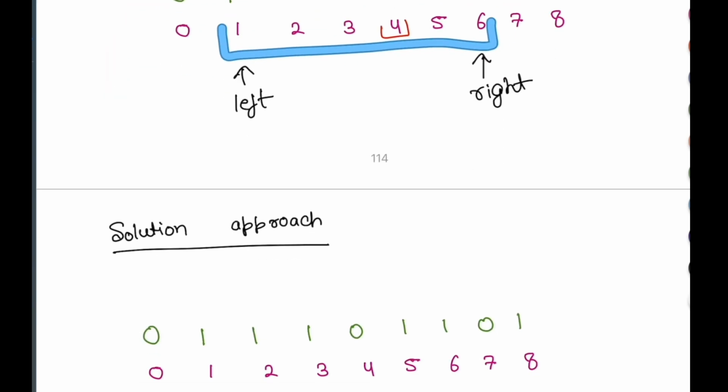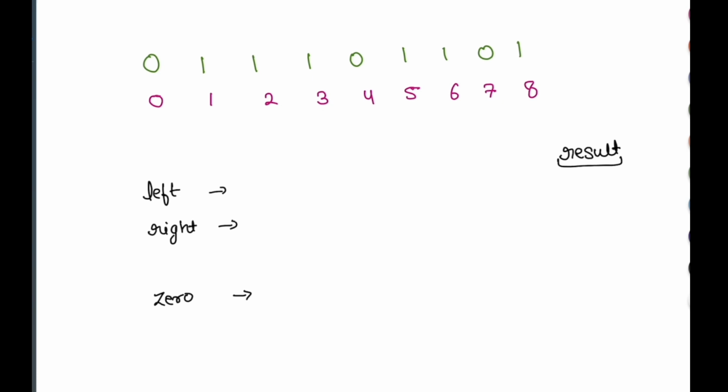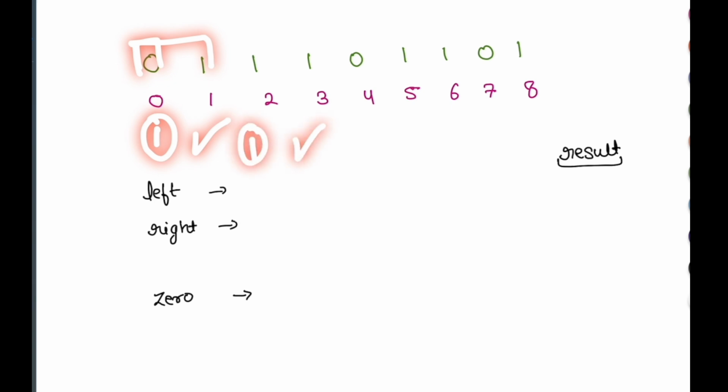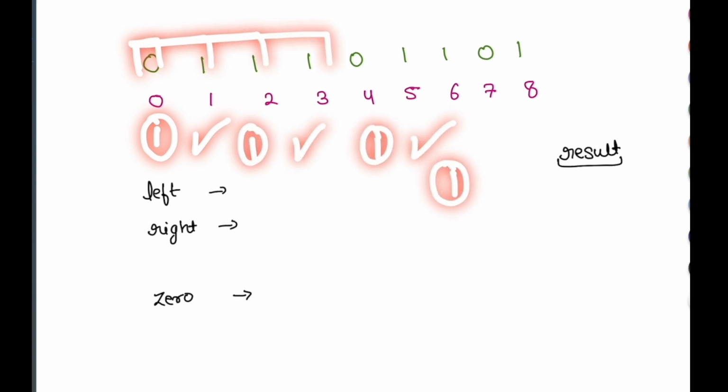And now let us see how we are going to create a window. What's the logic of creating the window? This is our input. We are going to create a window which can contain at most one 0. Now let us start from the beginning. We can say this is our window, it contains one 0, which is fine. Let us increase our window, it contains one 0, it is fine. Let us increase our window, containing one 0, it is fine. Let us increase our window, containing one 0, still it is fine.